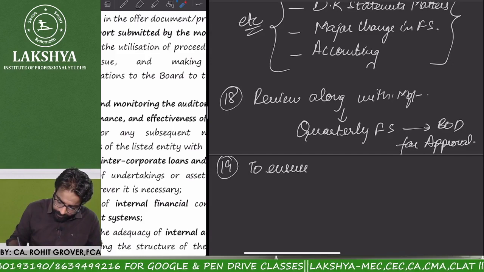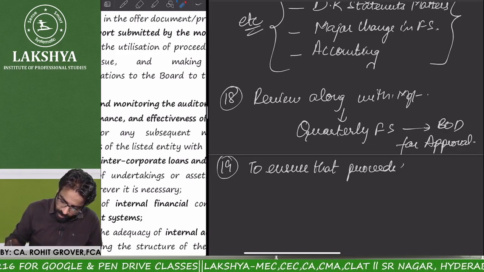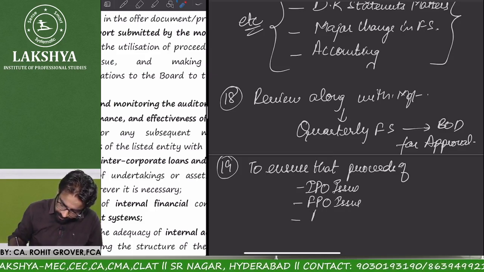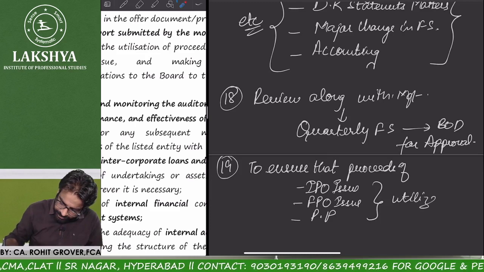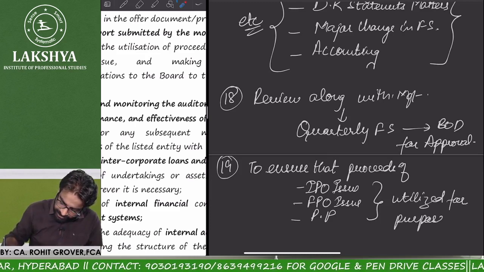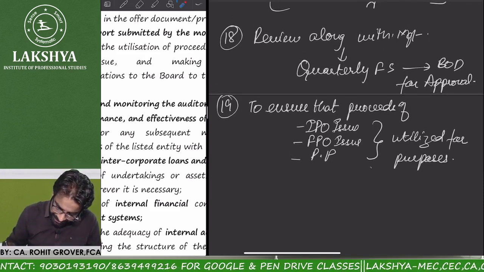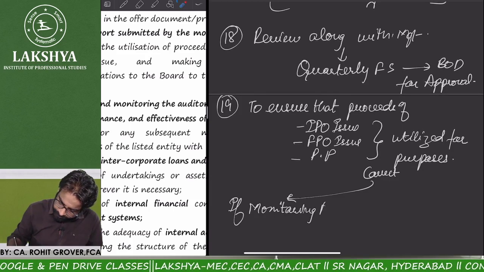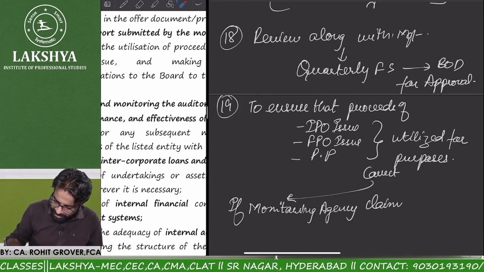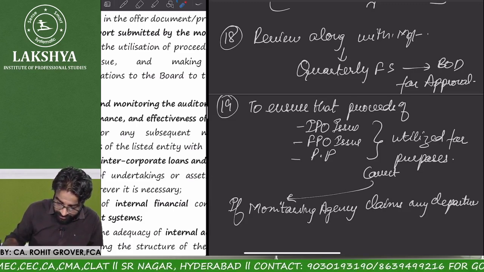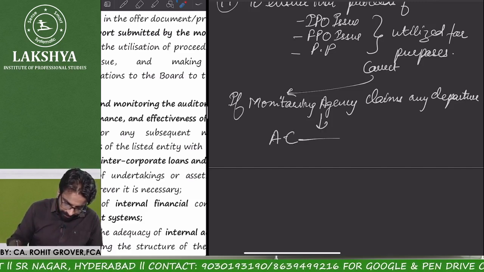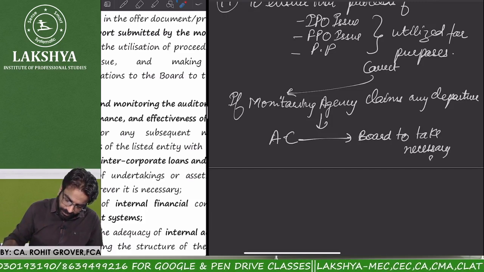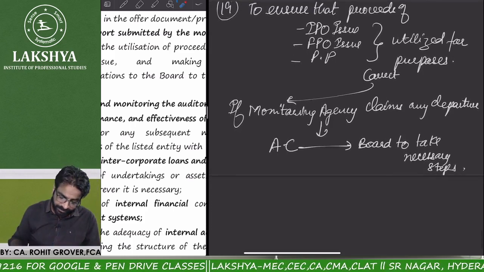To ensure that proceeds of IPO issue, FPO issue, private placements are being utilized for the correct purposes. And if the monitoring agency claims any kind of departure, meaning deviation, then the audit committee must report it to the board to take necessary steps. Correct, everyone? This is point number 19.